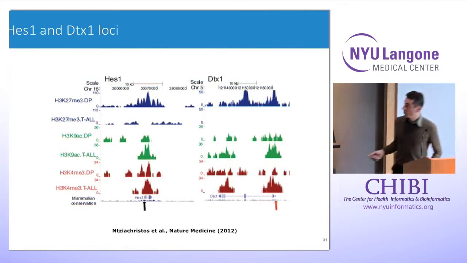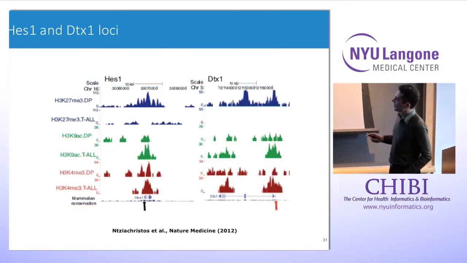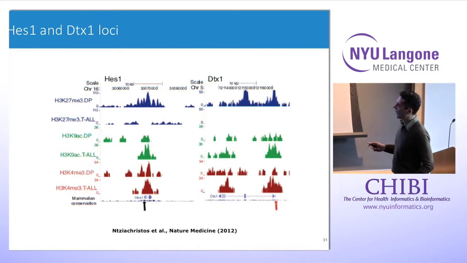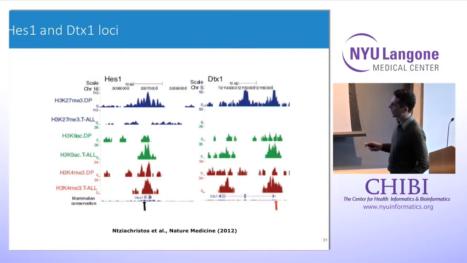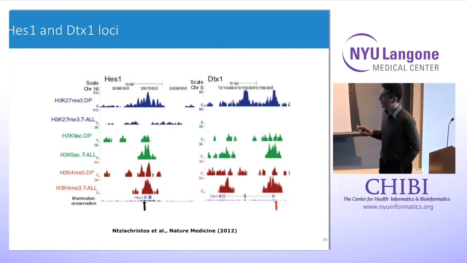This is just one example. You can even see it in the browser. You can see that HES1, a classic Notch target, loses K27, leukemia and normal again. And there is some increase of K9 and K4 trimethylation. And same for DLX and other targets, exactly the same thing.